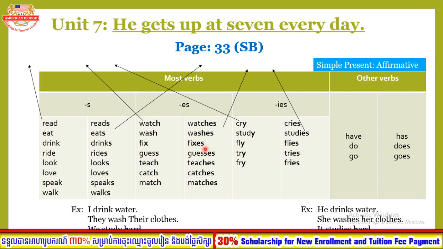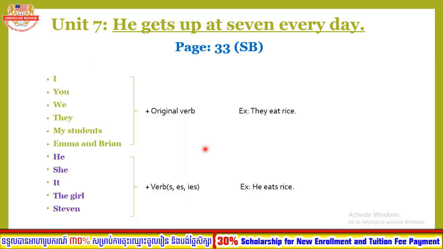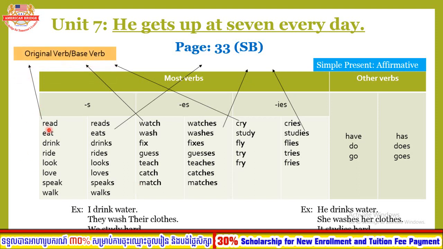So everyone, I want to show you, maybe you don't understand, teacher, what is the original verb? Teacher, what is the verb that has s, es, and ies? As you see here, this box: read, eat, drink, write, look, love, speak, work. We call it the original verb, or under another name, the base verb. Mostly they use base verb, but the word that is easy to understand, I can say the original verb. Got it? And this box as well: watch, wash, quick, guess, teach. The original verb or word that you use, we call it the base verb here.